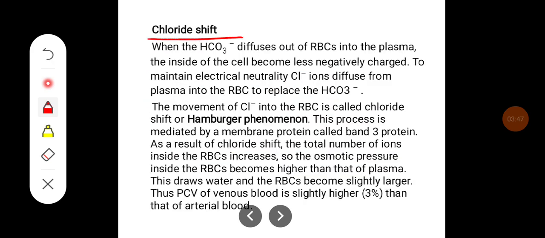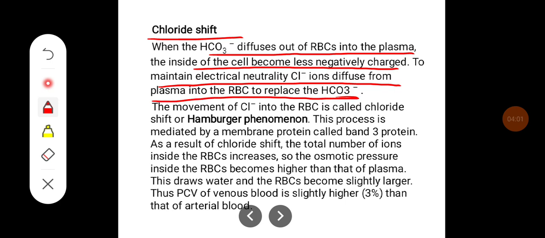Chloride shift. When bicarbonate diffuses out of the RBC into plasma, the inside of the cell becomes less negatively charged. To maintain the electrical neutrality, chloride ions diffuse from plasma into RBC to replace bicarbonate ions. The movement of chloride into RBC is called chloride shift or Hamburger phenomenon. This process is mediated by a membrane protein called band 3 protein.